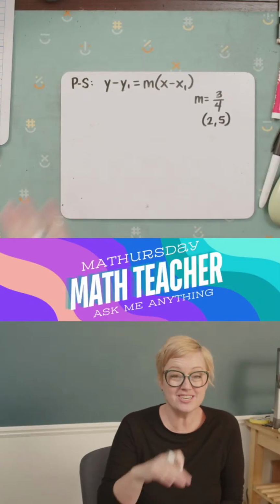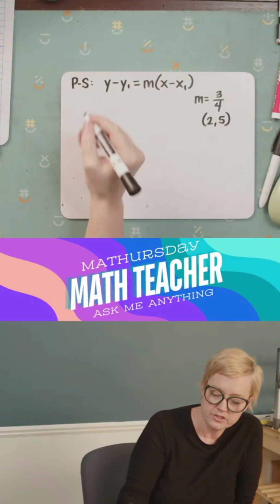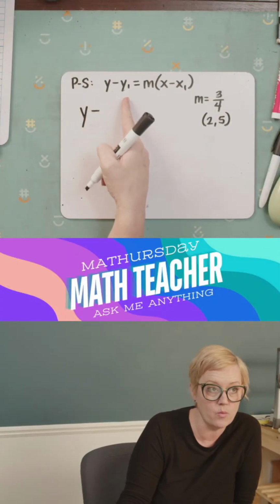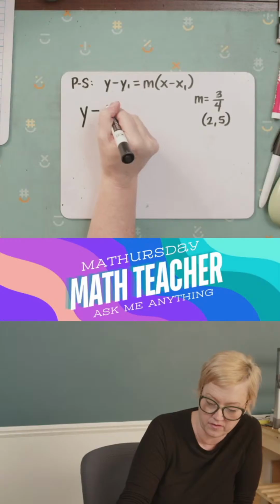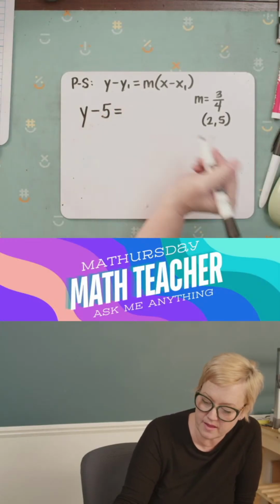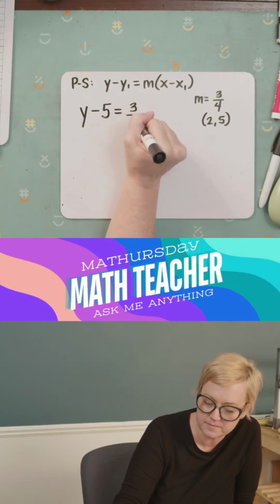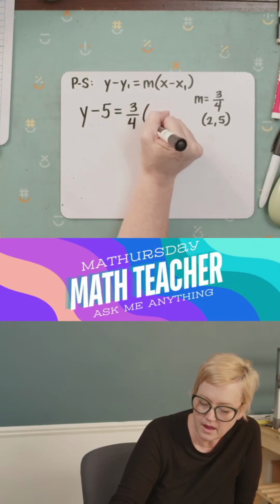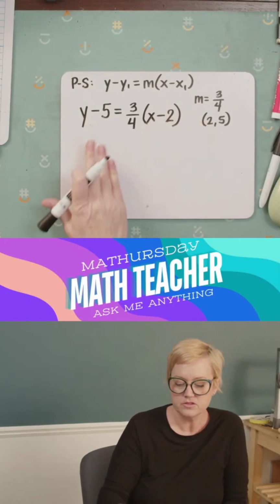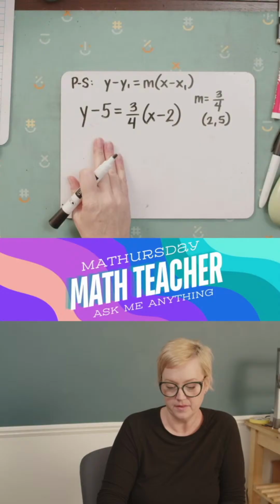All right, so I'm going to just plug in what I know. So I've got y is going to stay as y, and then I'm minusing my y1, which is 5. That's the point part of the point slope, right? And then my slope is 3/4 and x minus 2. So that is point slope form.